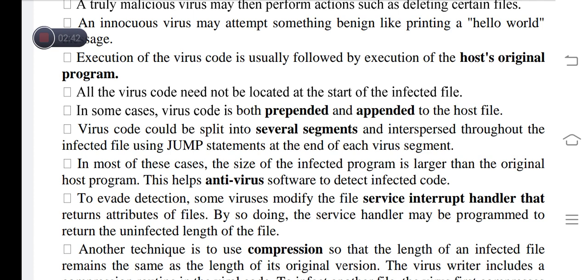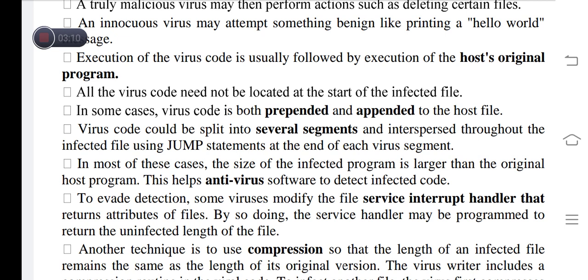Okay. So in most of these cases, the size of the infected program is larger than the original host program. This helps in the identification or detection of the infected code by the antivirus. Okay, that is, it will be making use of the parameter that is the length of the file. The length of the infected code will be more than the length of the original file.